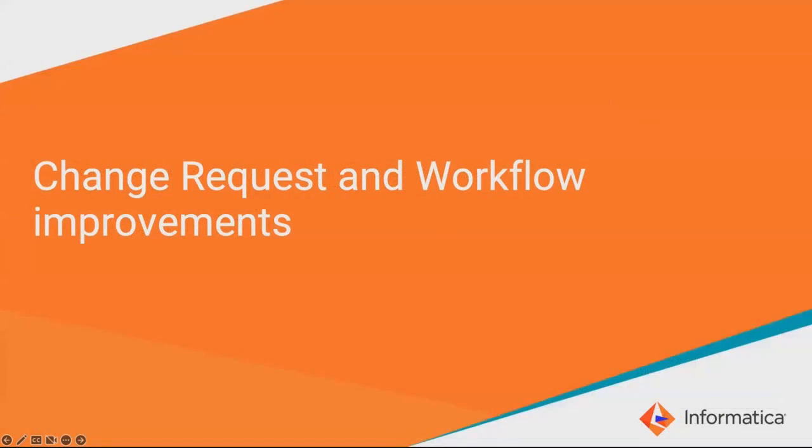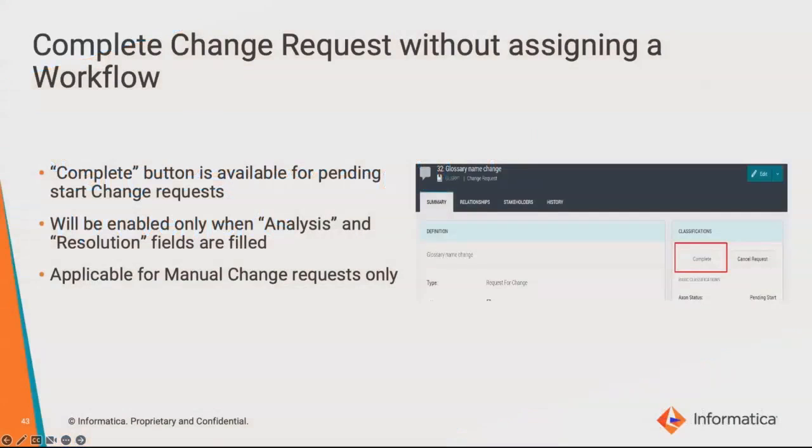The change request and workflow improvements we're going to talk about: even without assigning a workflow, a change request can be marked as complete right now. Earlier, this was not the case. The complete button was not available unless you associated a workflow. This used to cause a lot of problems, wherein customers wanted to close change requests which were created only for informational purposes. If they wanted some information that can be provided within a single step, they don't need a workflow to be assigned. They do provide the information, but they have to go through that.